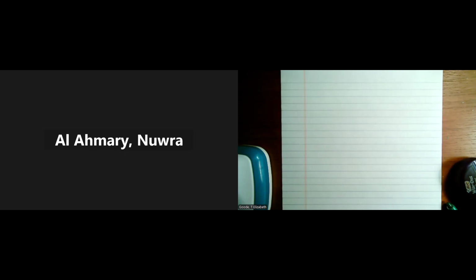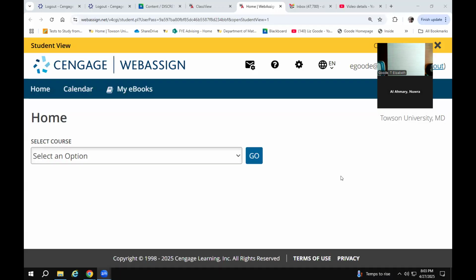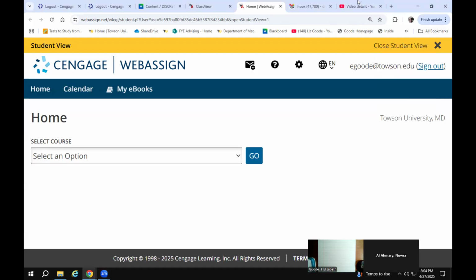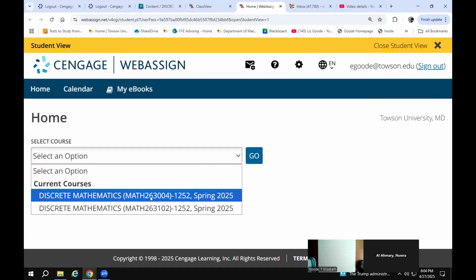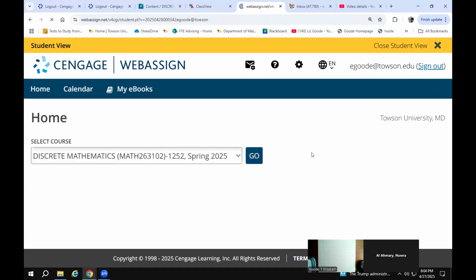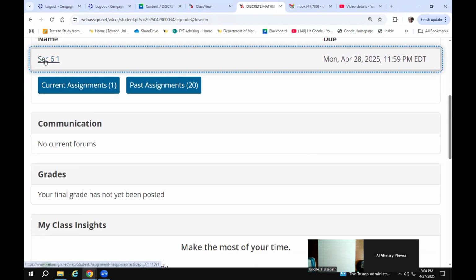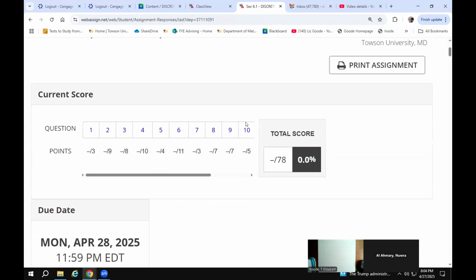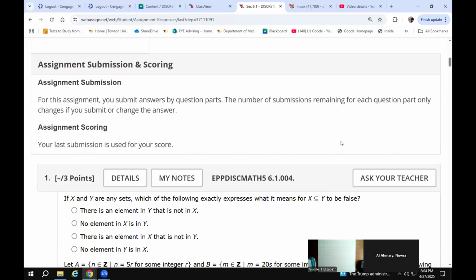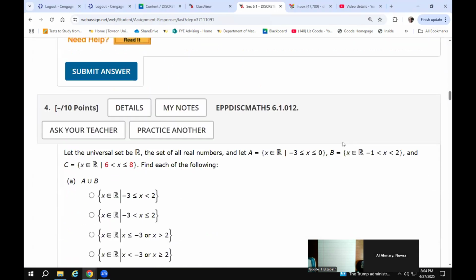Okay, so let's take a look at WebAssign 6.1. You said you had a question about the interval notation specifically? Mm-hmm, okay. Which problem are we looking at? Number 8?